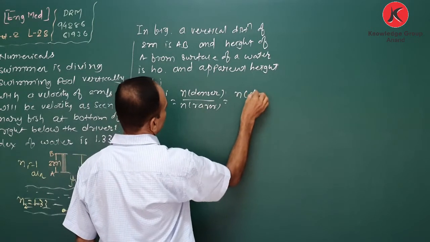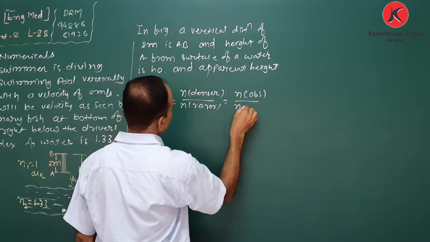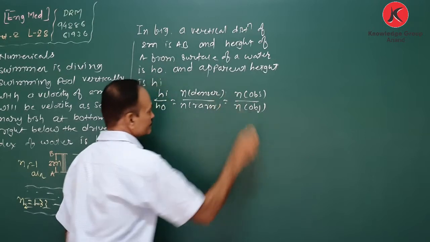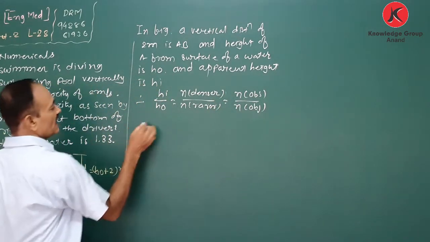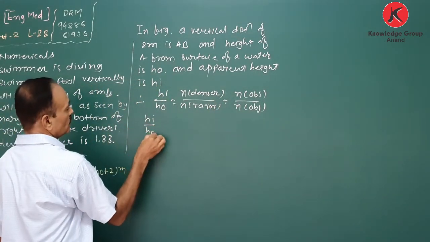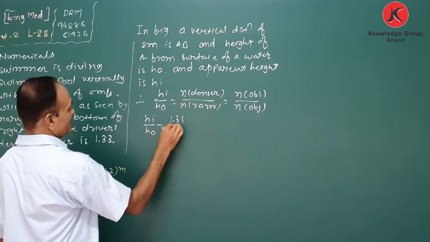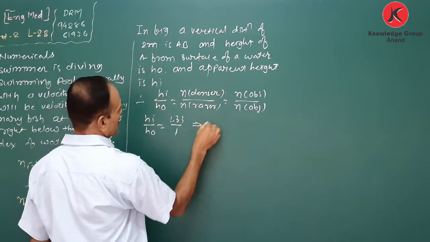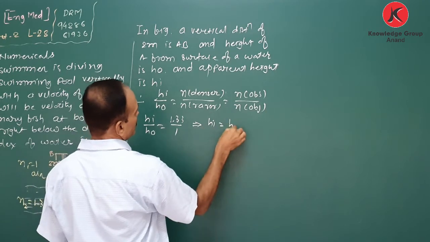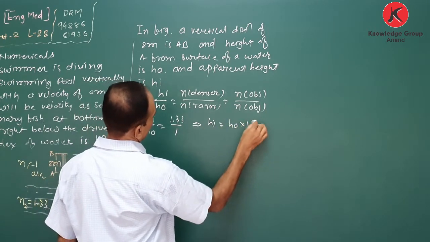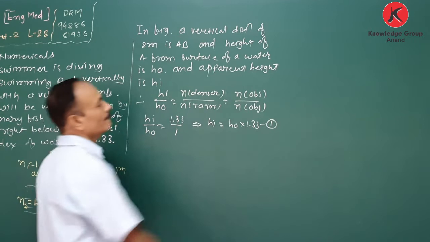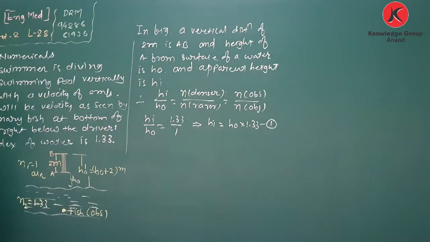and our equation is n observer to n object. Now, HI upon HO is n denser, 1.33 upon 1. Therefore, HI is equal to HO into 1.33, equation 1.